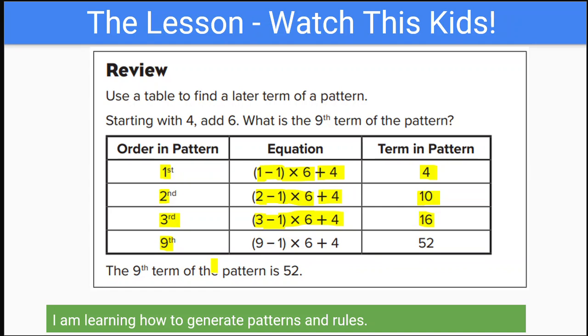So the ninth one starts with a 9. 9 take away 1 is 8. Okay. 8 times 6 is 48. Add 4 and you get 52. 48 plus 4 is 52. So the ninth term of the pattern is 52. Kids, today in class we're learning how to generate patterns and rules.